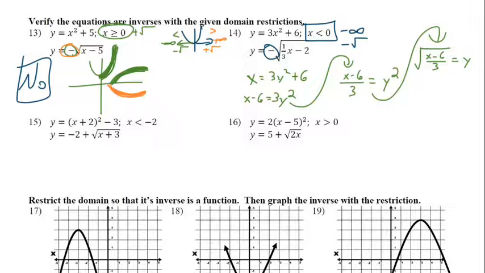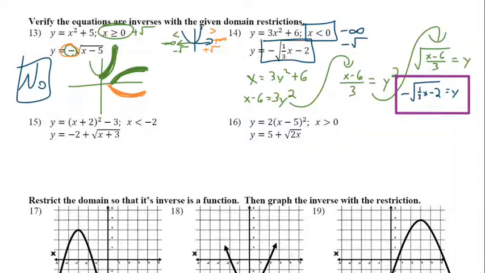So what this really is, the square root of 1/3 x minus 2 equals y, which is what is over here. Now, they wanted the negative side, so we got the negative up there. But that is what they looked for. So therefore, these two are inverses. The answer is yes. Okay. 15, 16, same idea. Let's check to see if they've matched first.